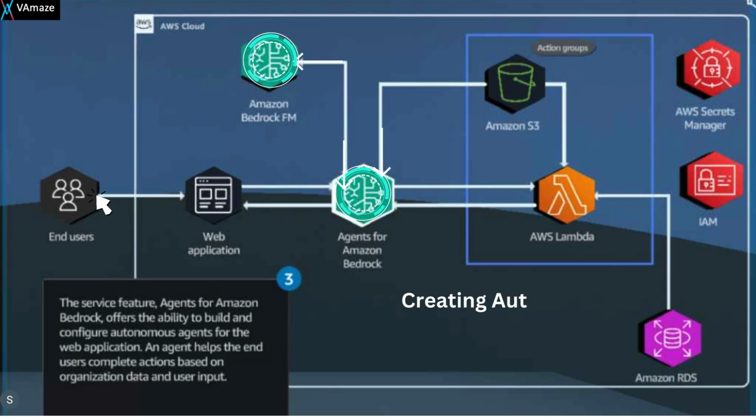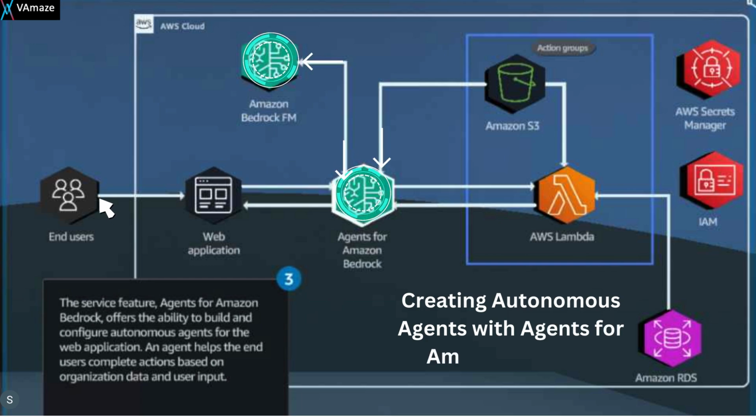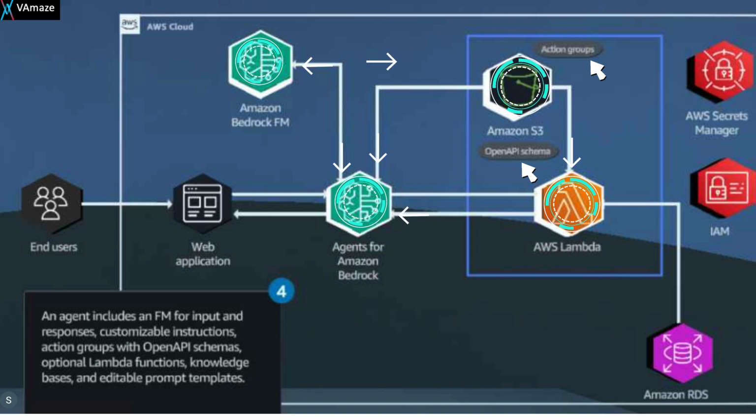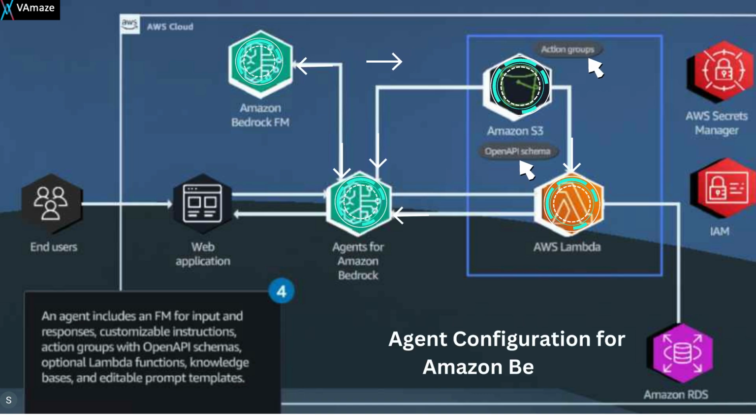So here the focus is creating an autonomous agent with Amazon Bedrock. This feature highlights the capability of Agents for Amazon Bedrock to build and customize autonomous agents for the web application. These agents can assist end users in completing tasks based on organizational data and user input, enhancing the overall user experience and efficiency. So this slide details the components and functionalities of an agent within the Amazon Bedrock framework.